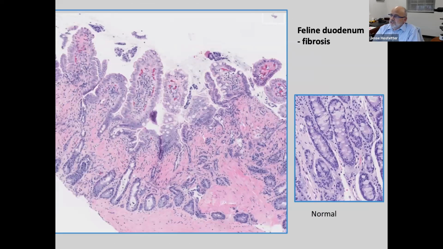This is small intestine. This is a cat with fibrosis. And here again, you can just see this very intense eosinophilic fibrous connective tissue that really has replaced most of the lamina propria in this cat. And then we see multiple layers of fibrocytes and fibroblasts separating the crypts. So an example of fibrosis in the small intestine.